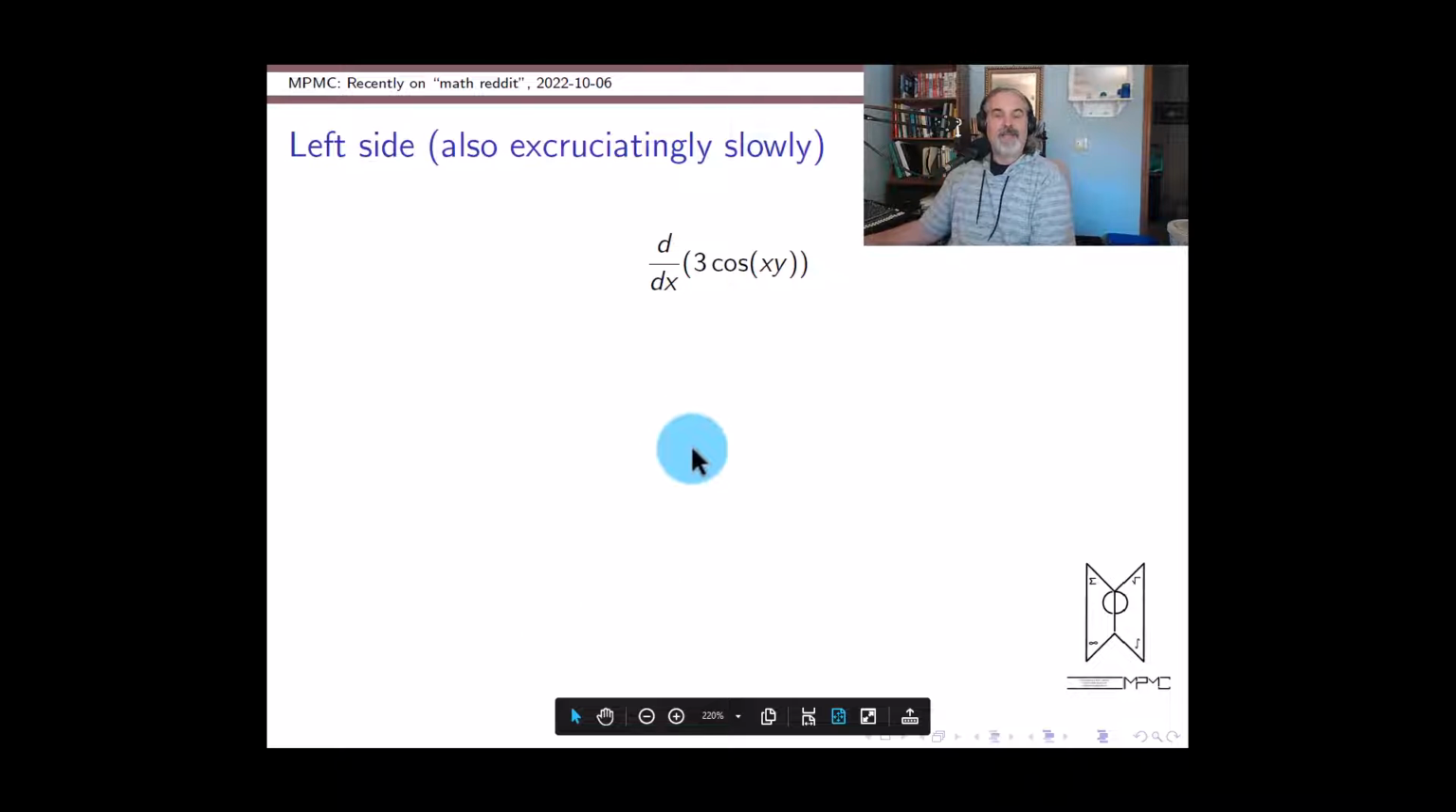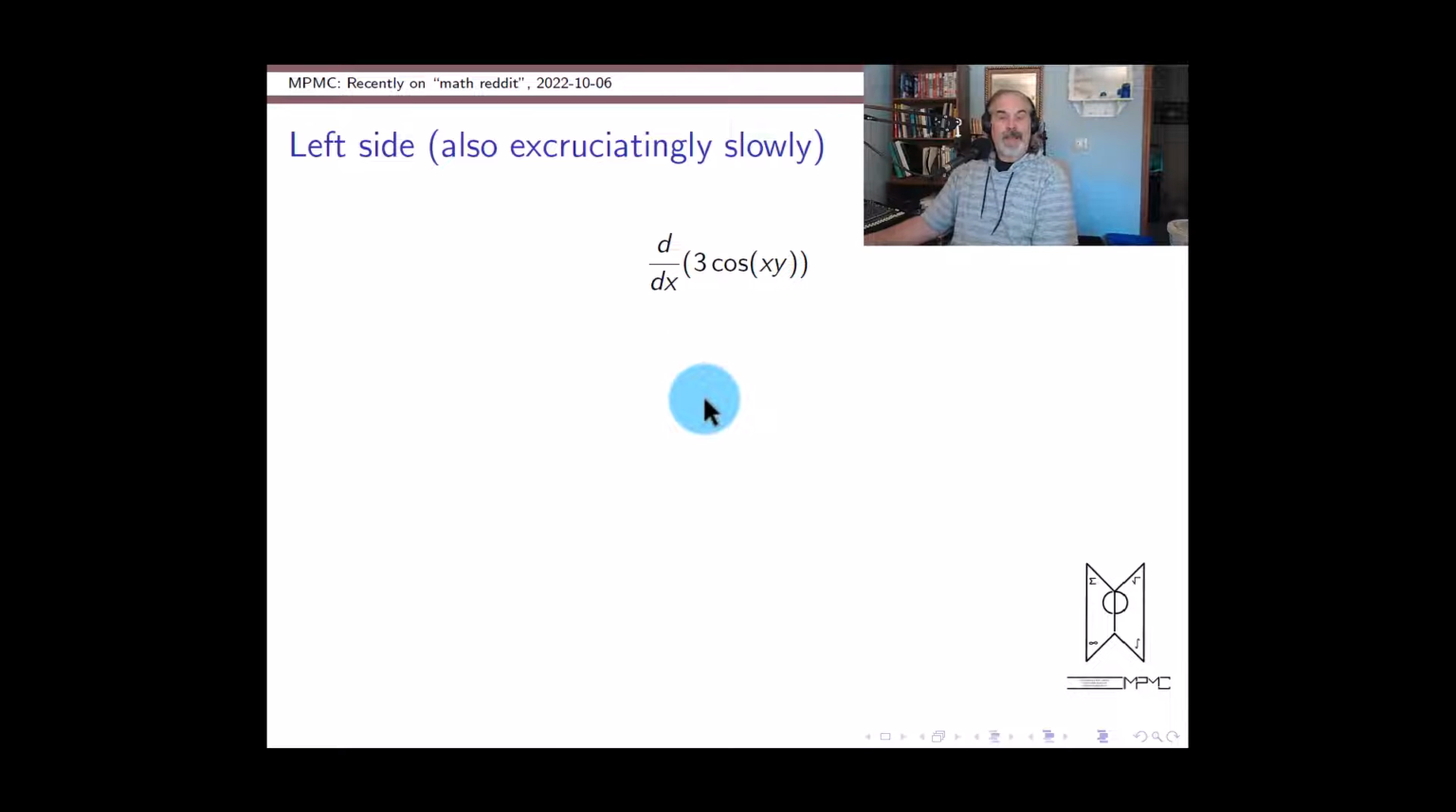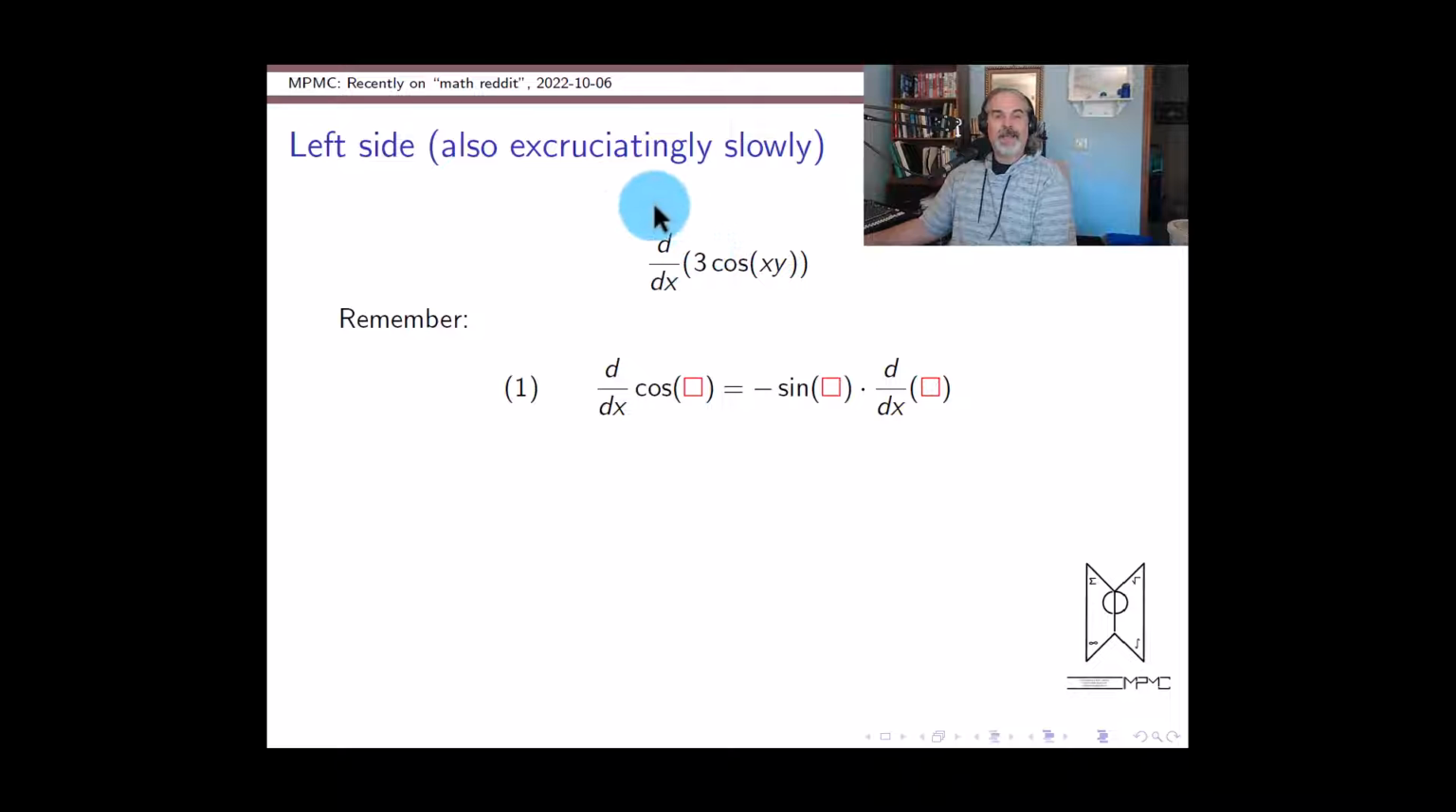Now let's go to that left-hand side. This requires both a chain rule and a product rule in order to dig out the dy/dx. Because first of all, hopefully you recognize that 3 can get factored out. That's pretty easy. We're going to have to look for the derivative of the cosine of xy. Now remember, in general, because of the chain rule, the derivative of the cosine of anything is going to be minus the sine of that thing times the derivative of that thing. In our problem, that thing is xy.